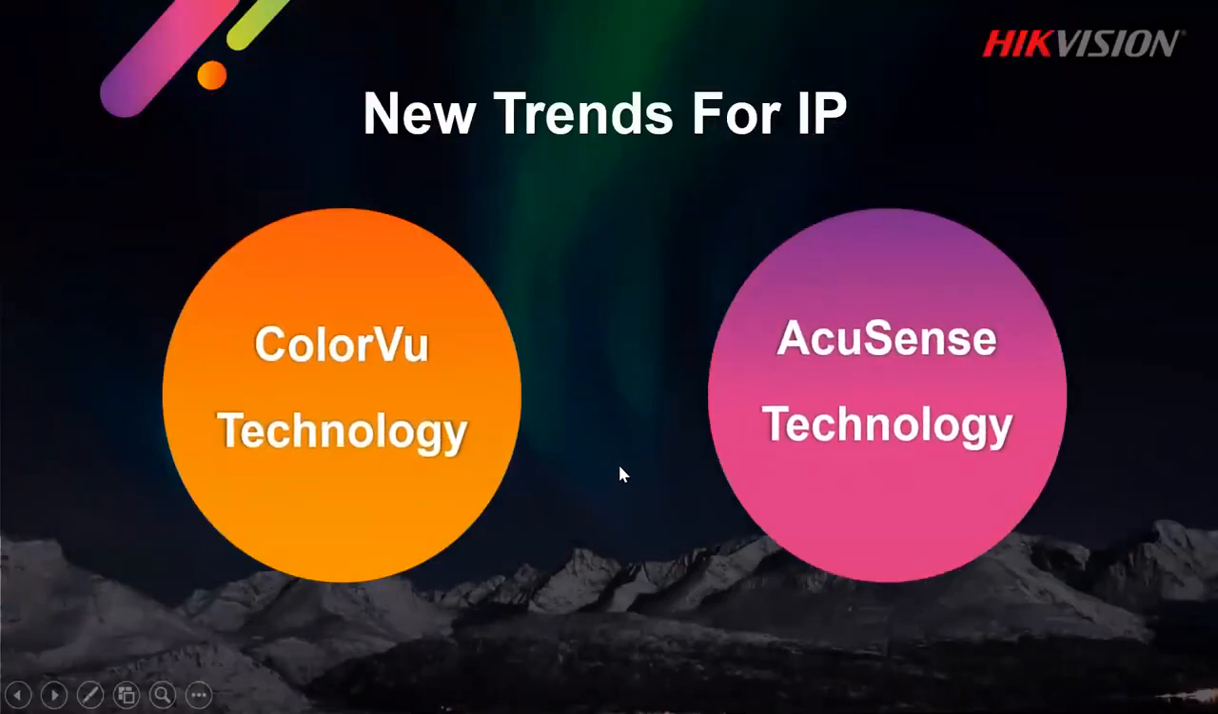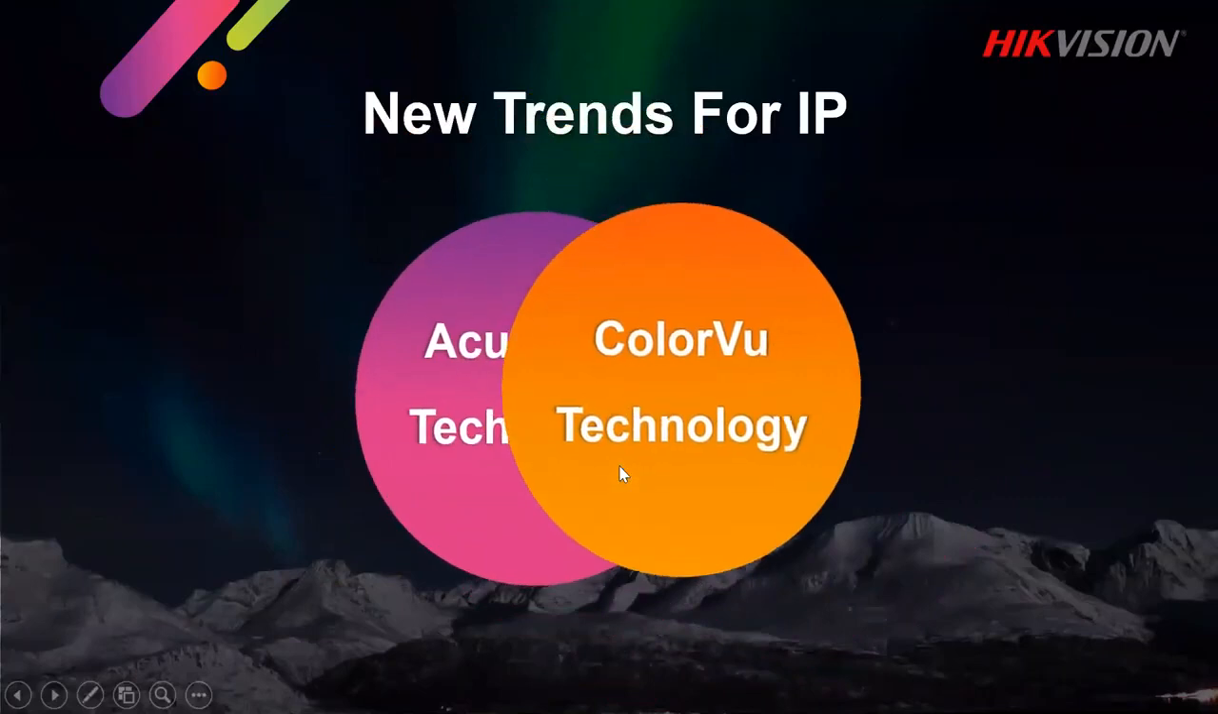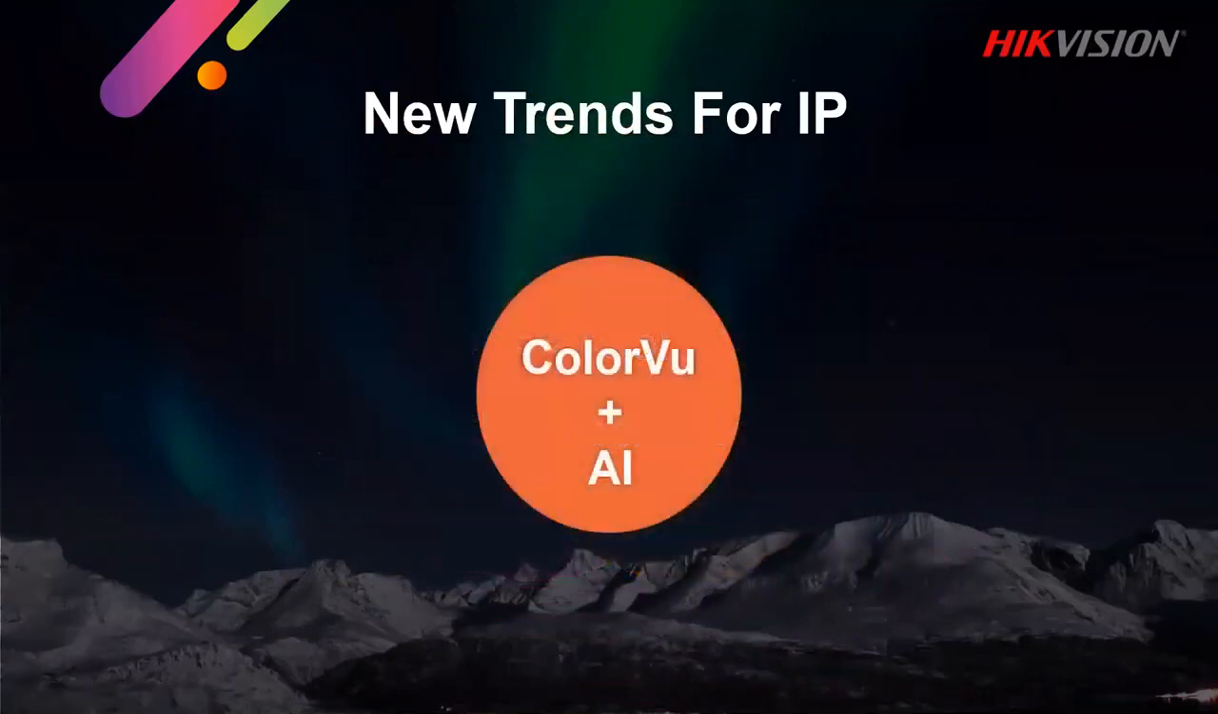So, new trends for IP. Technologies are constantly evolving and developing. We believe that there are two important trends for security cameras. One is the increased importance of full color imaging. The other is AI. So we predict that future cameras will combine the two trends in one product or solution. This will eventually see ColorVu combined and integrated with AI technology, providing significant improvements from both elements.